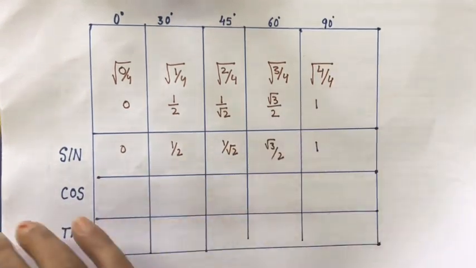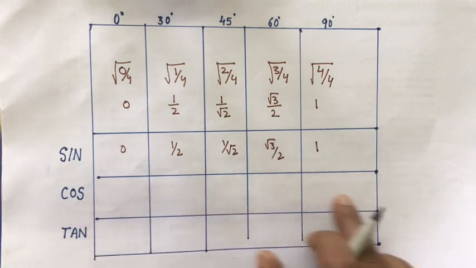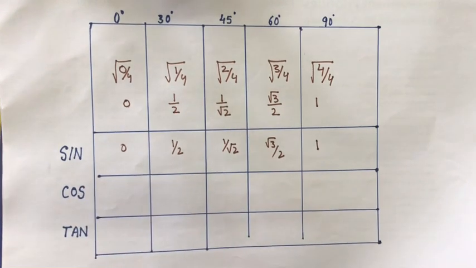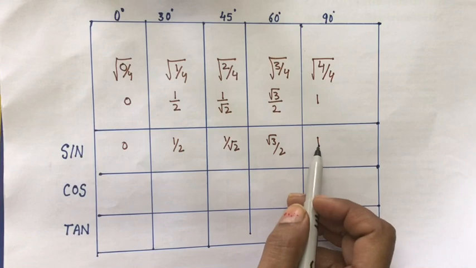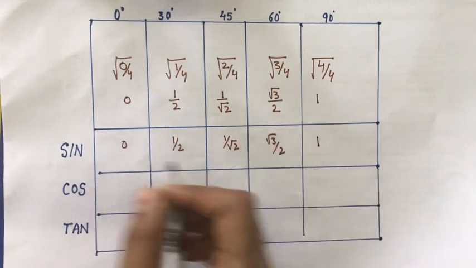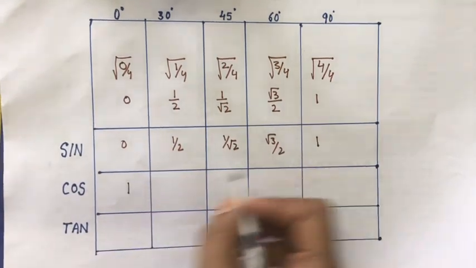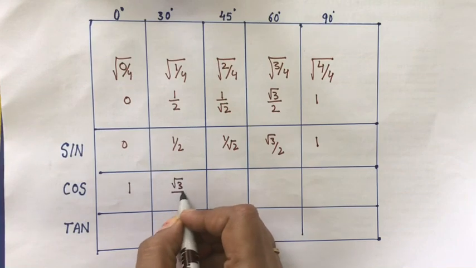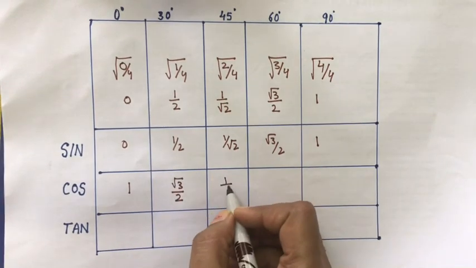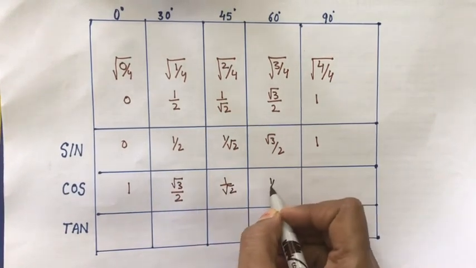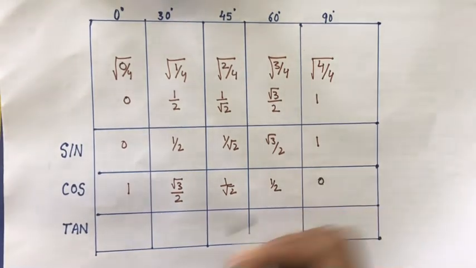And if you write it in reverse order, the same values, that will give you the values for cos. For that is cos, just write in the opposite order. So this is 1. Then next will be root 3 by 2. Next will be 1 by root 2. Next is 1 by 2 and 0.